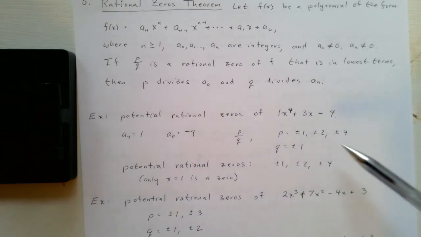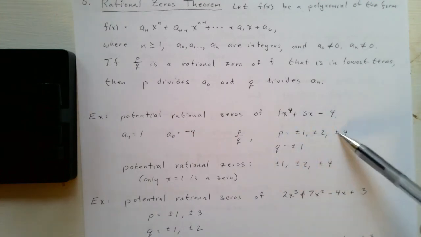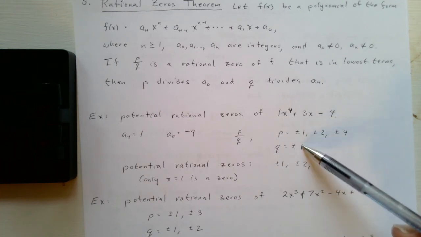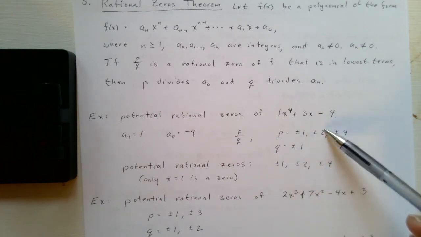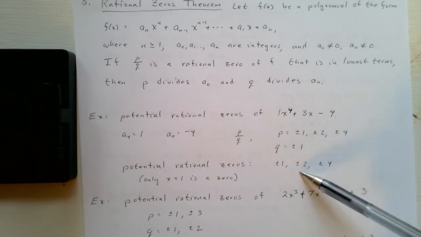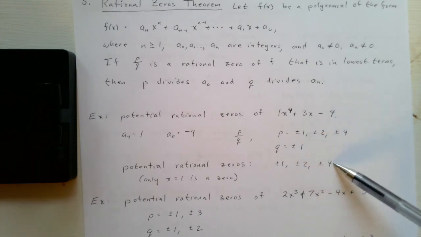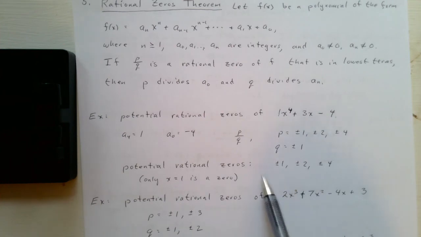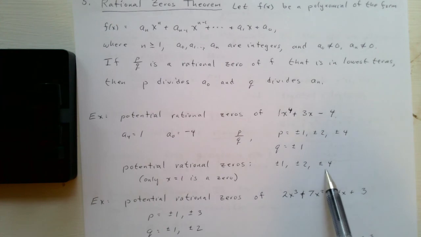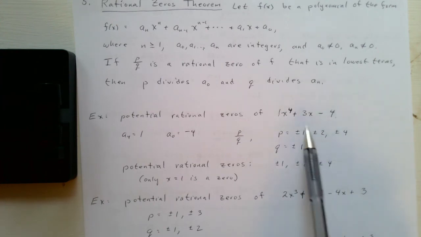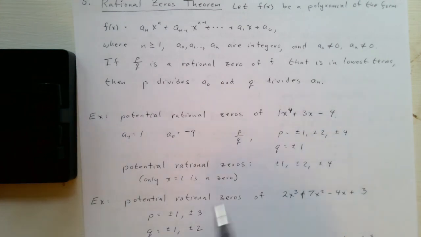Then we take all the possible quotients of these numbers. Plus or minus 1 over plus or minus 1 is plus or minus 1. Plus or minus 2 over plus or minus 1 is plus or minus 2. And plus or minus 4 over plus or minus 1 is plus or minus 4. So in this case, the only possible rational zeros are these 6 numbers. Obviously, they can't all be zeros, because there are 6 of them and this polynomial only has degree 4. In fact, if you plug each number in, you'll see that only one is a 0. So just because something could be a rational 0 doesn't mean it will be a 0.